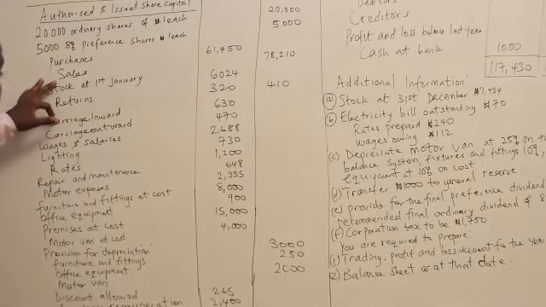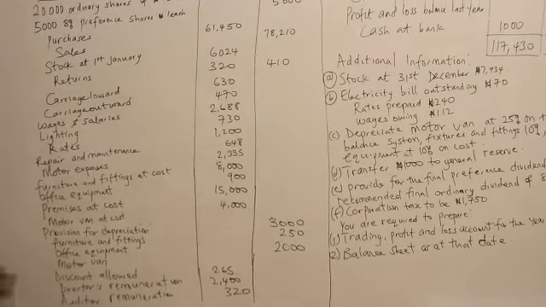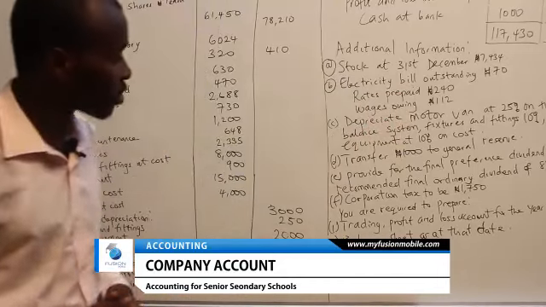So we have purchases, we have sales, we have stock at 4th January, we have returns and all that details there, and we're giving additional information. We have stock, we have existing, and so on and so forth like that.